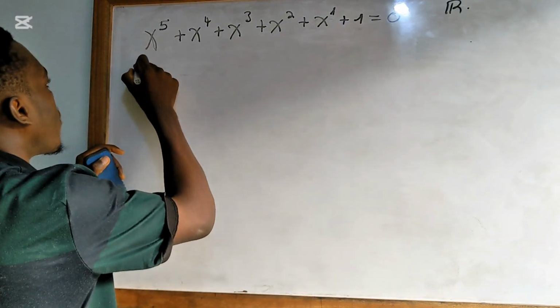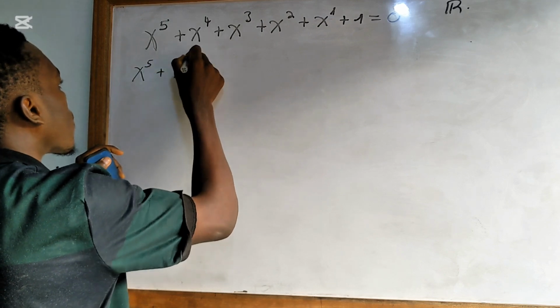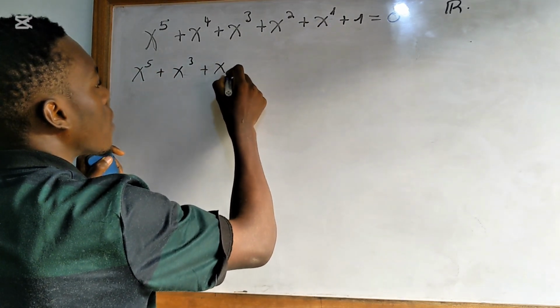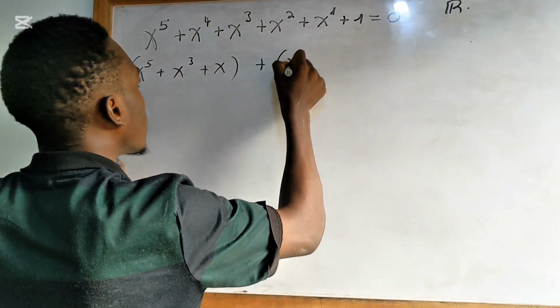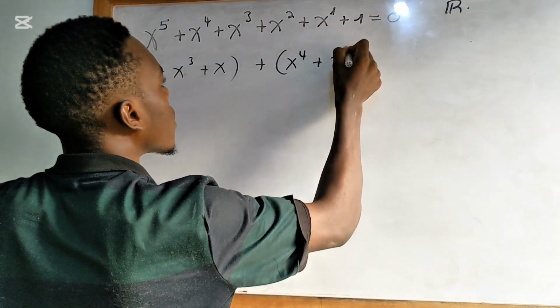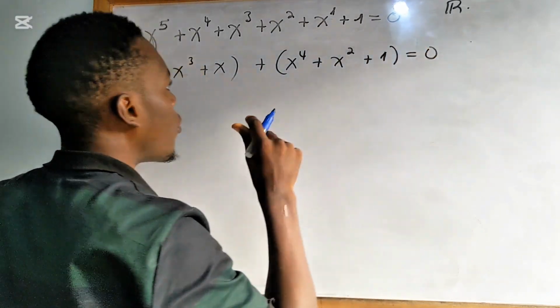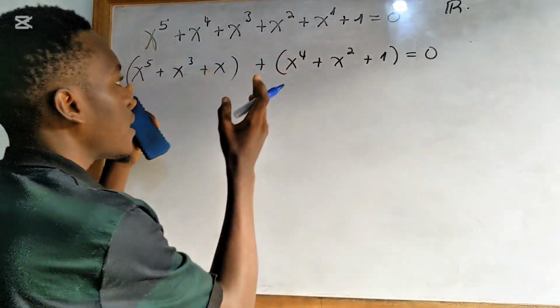Okay, you have x to the power 5, you combine it with what? x cubed, combine it with what? Plus x. You see? We combine all these 3, and we combine x to the power 4, we combine x squared, and we combine 1, equals 0. Why are we doing that? Since there are 1, 2, 3, 4, 5, 6 terms, we combine 3 and 3.